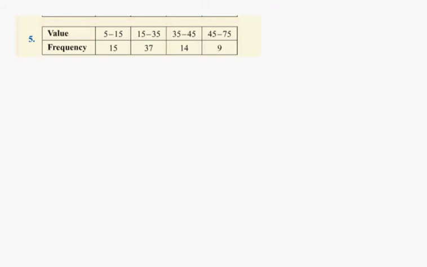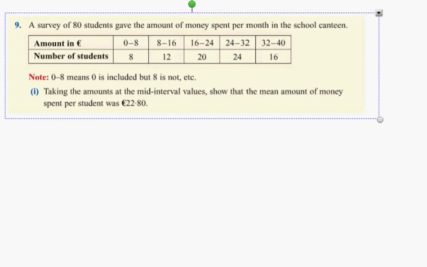So 5 plus 15, 20. 20 divided by 2, 10. 15 plus 35, 50. 50 divided by 2, 25. 35 plus 45, 80. 80 divided by 2, 40. 45 plus 75 is 120. 120 divided by 2, 60. And you do what you did last time, okay? I'll only do question 9 now, and that's the last one I'll do, okay?